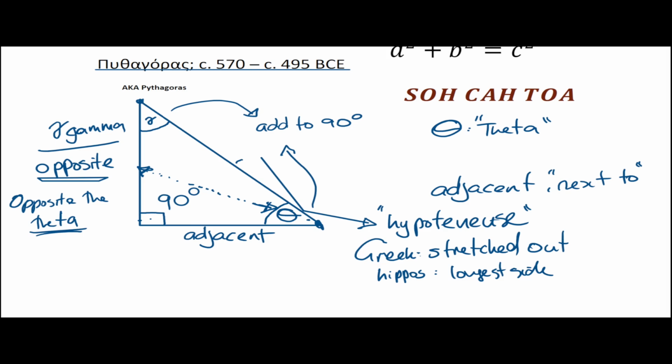But as long as you remember that the adjacent side is adjacent because it is next to both the theta angle and the right angle. The opposite side is named the opposite because it is opposite the theta. The opposite is right across from that angle. So far, so good.